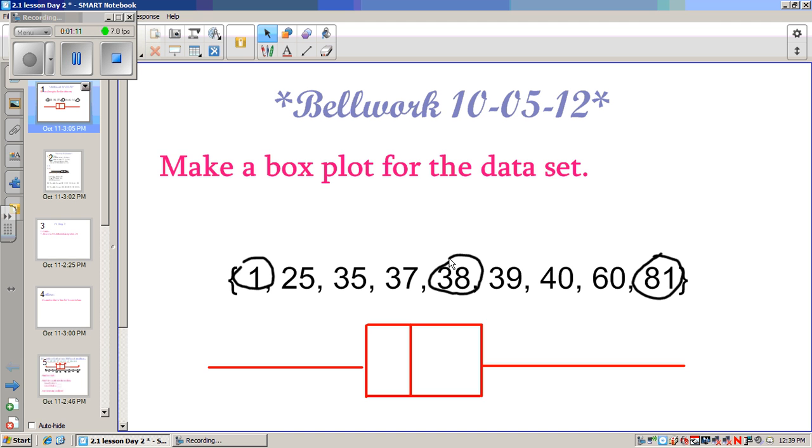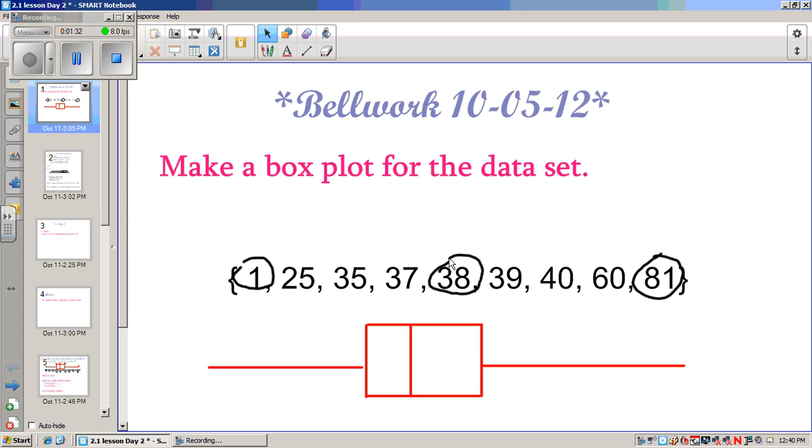If your data set has an odd number of data points, as this one does with 9, your median will be a part of the data set. If your data set has an even number of data points, your median will not be in the data set. So it is possible to have your median on and off the data set. Please note for a possible test question.